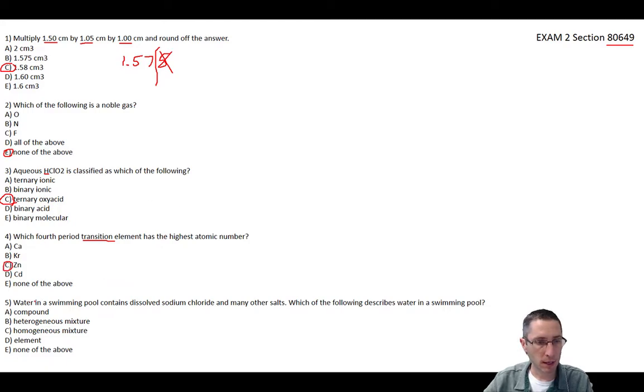5, water in a swimming pool has chlorine in it and other dissolved salts. That's a mixture for sure, and more or less the handful of water in the shallow end is the same as the deep end, so that's homogeneous throughout.